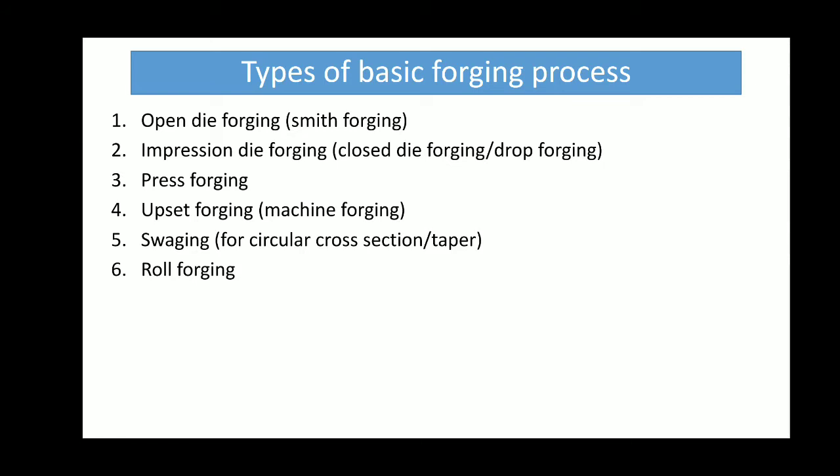We can also have impression die forging processes, like closed die forging, or drop forging type. Later on you'll see that impression die means a die having a particular shape, and using that die we accomplish the forging process. We can also have press forging, and offset forging, which is sometimes known as machine forging. We can have swaging for circular cross sections or for making a taper cross section in the product. Similarly, we can have roll forging, based on the way we conduct the forging process. Here in roll forging we will be using rollers.